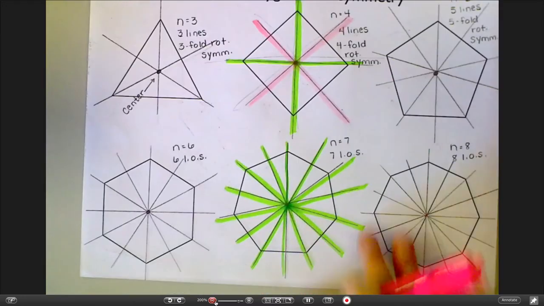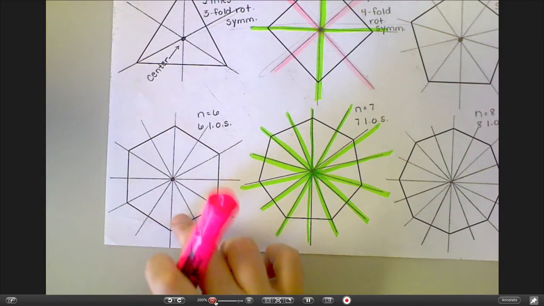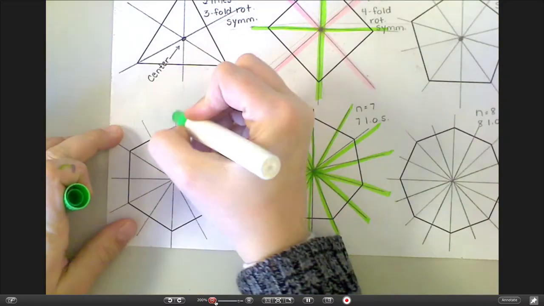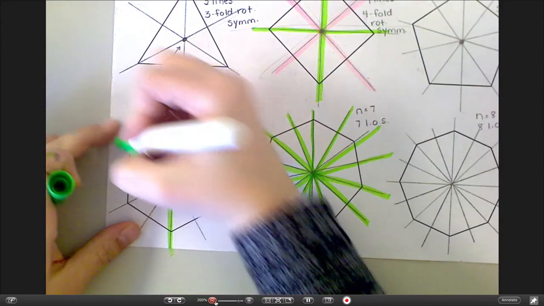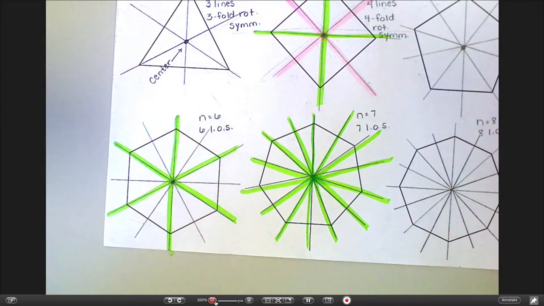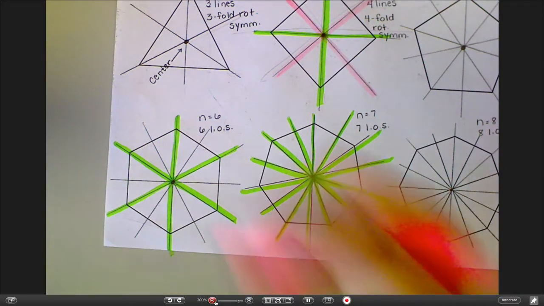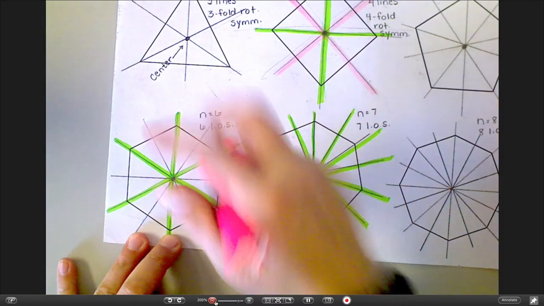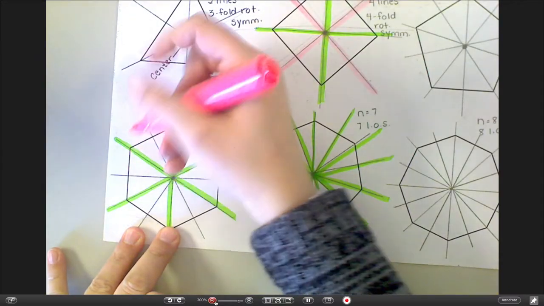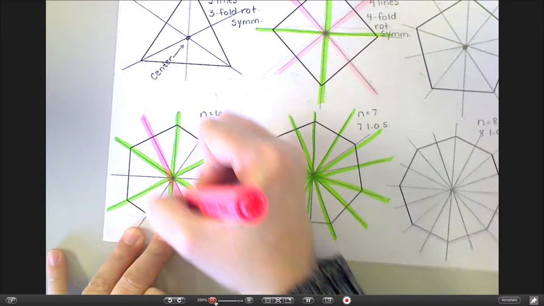Okay, so back to this. Does that same thing happen here? You have lines that go corner to corner. So these all go corner to corner. And then the other ones go side to side, right? So these ones go from corner to corner. These ones go, I need a new marker. These ones go bisector to bisector.